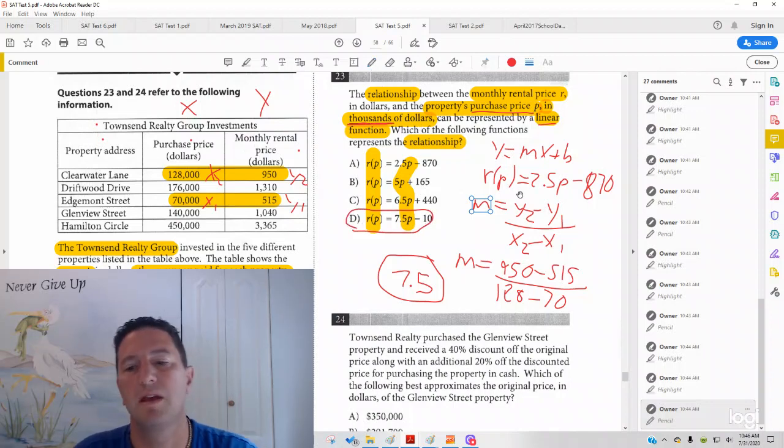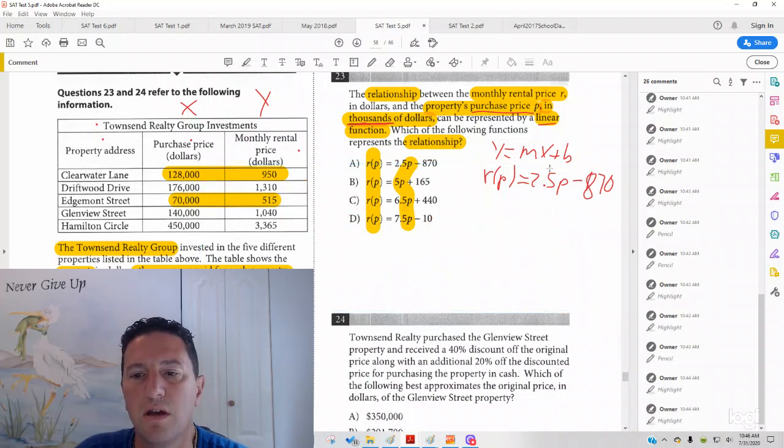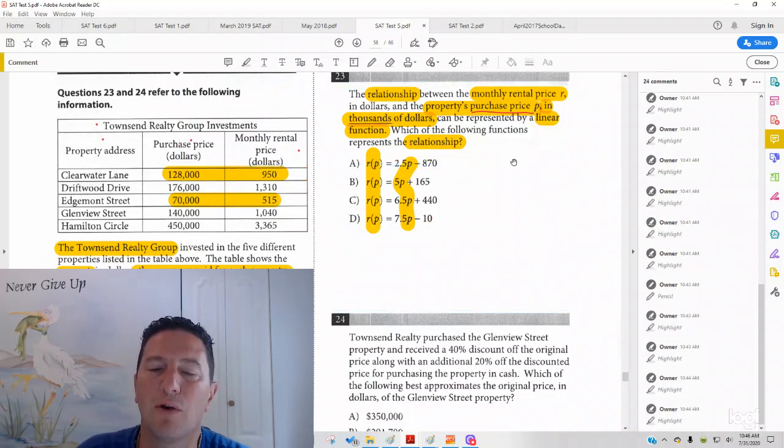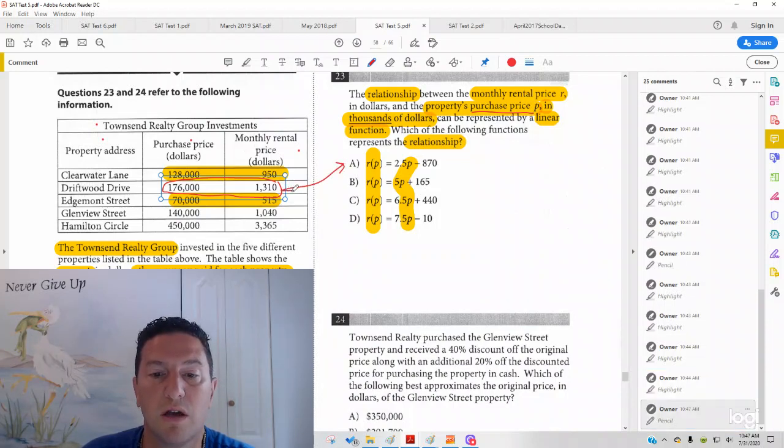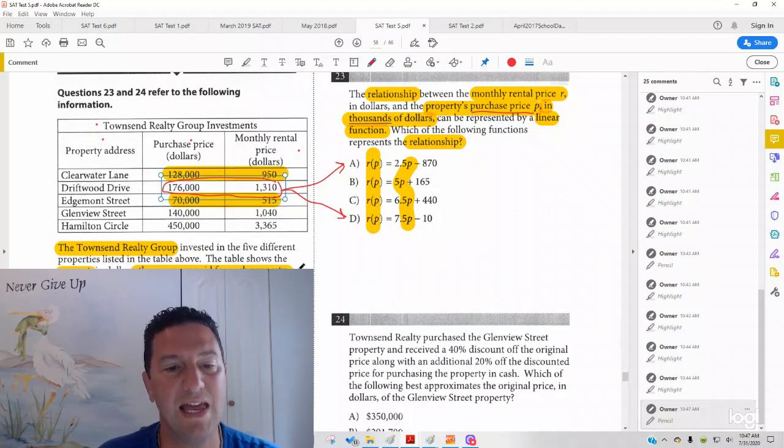And you're done. Now, is there another way to do this? You bet your bottom dollar there is. I would not recommend doing it the second way I'm going to show because it's more time consuming, but you could certainly do it this way. You could take any one of these coordinates, let's say I take this one, and I could plug it into each of the answer choices and just see if it works. And so, for time's sake, I'm going to plug it into answer choice A, and then I'm going to plug it into answer choice D.